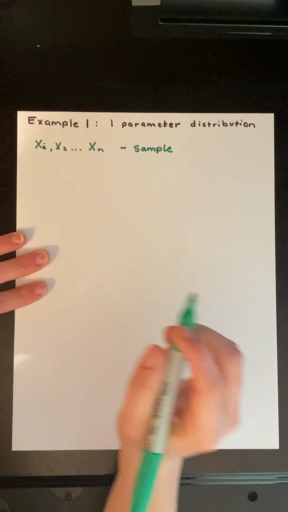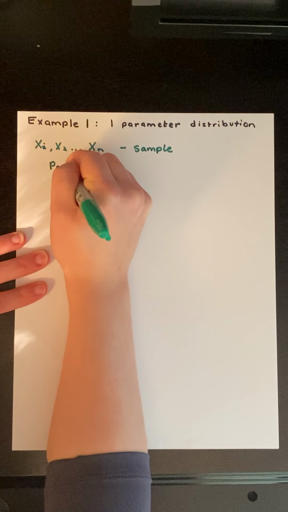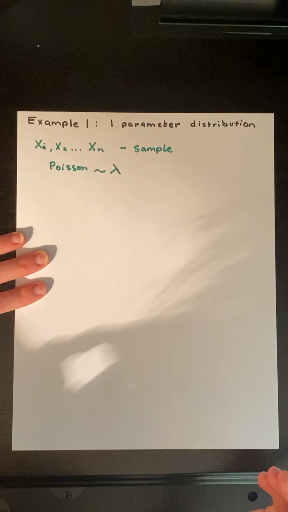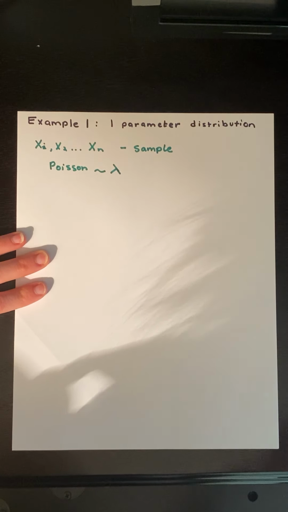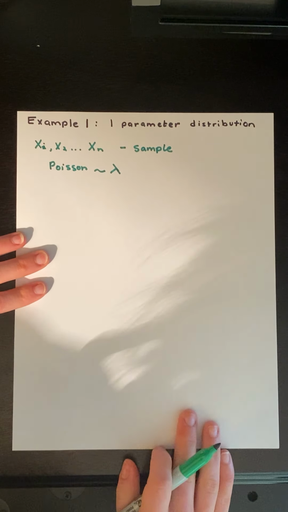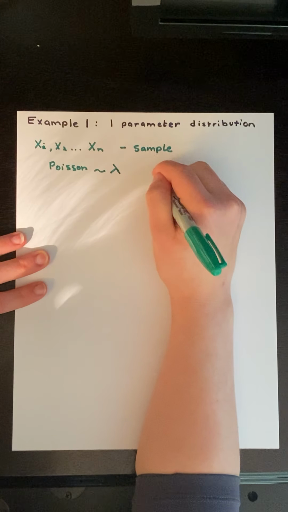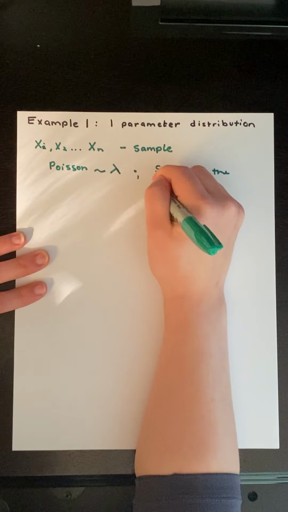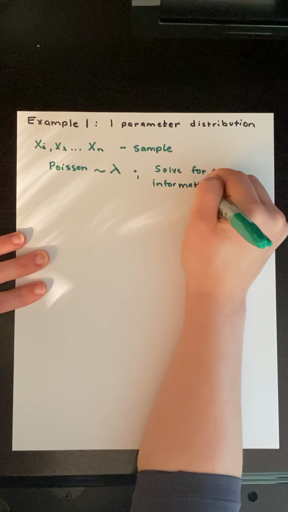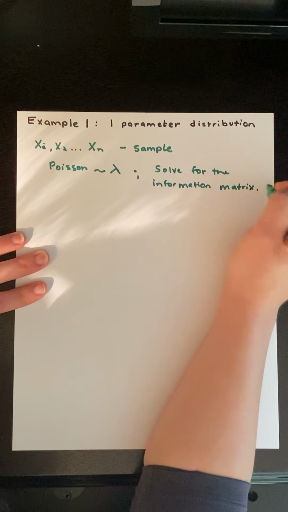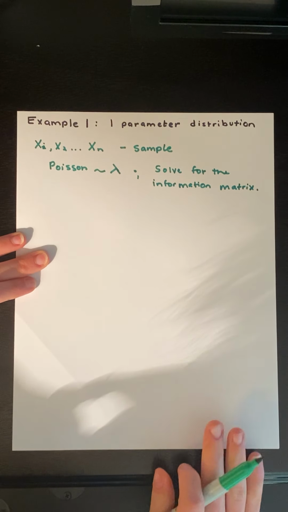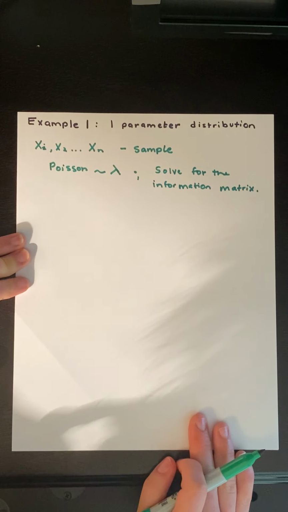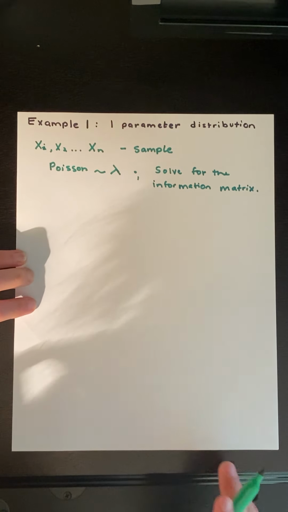And we assume that this sample is from a Poisson distribution with parameter lambda. We don't know what lambda is yet, but we could use MLE to estimate it. Our goal from this is to solve for the information matrix. So we're going to take you through all the steps from figuring out what the log likelihood function is, to taking its first and second derivative, all the way to finding what the actual matrix value is. So let's start off with calculating the likelihood function.